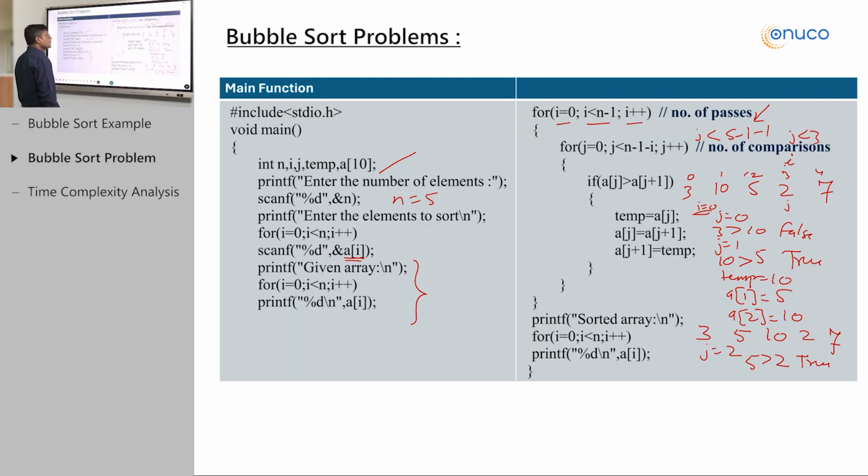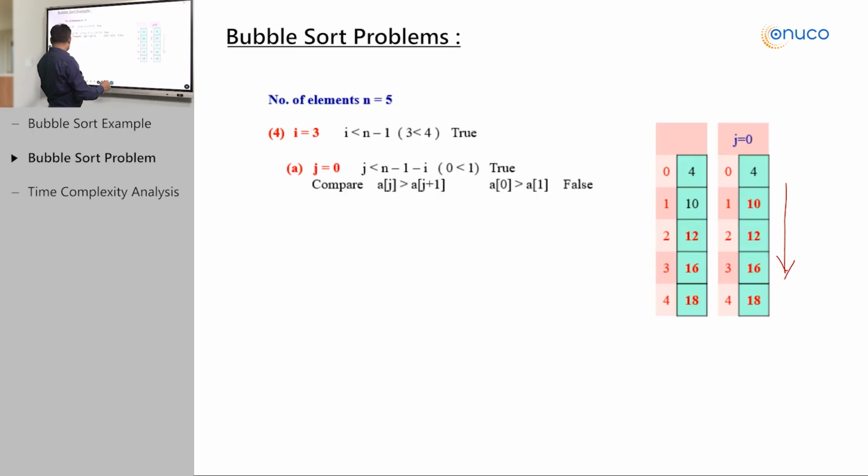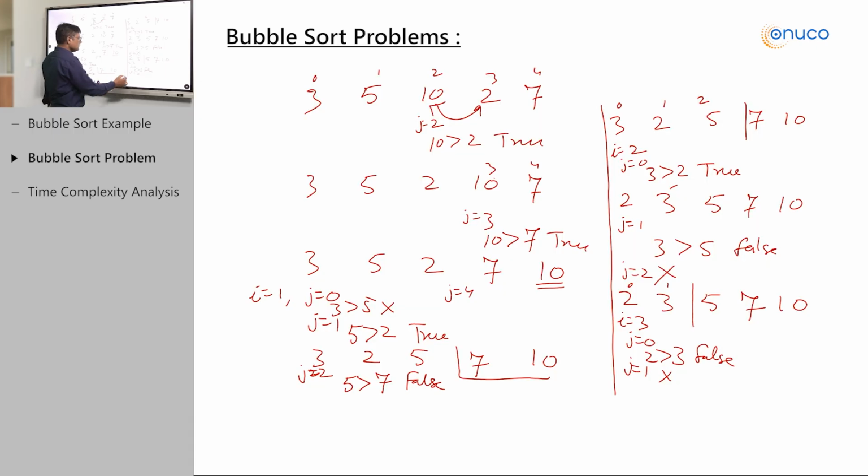If I is 3, friend, what you are supposed to do is n minus 1 minus 3, that is n minus 4. 5 minus 4 is 1, and for the J position you are adding 1. 1 is not less than 1, so the condition fails. It means these values 2, 3, 5, 7, 10 are already in sorted order. So this happened by using bubble sort.